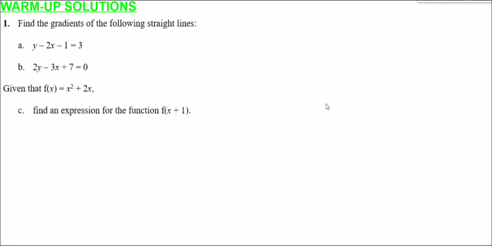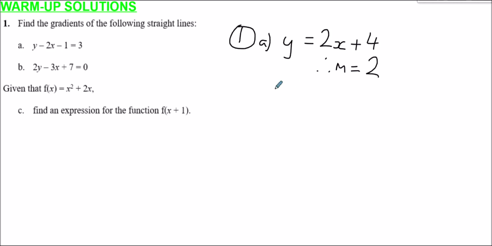So, question 1. Find the gradients of the following straight lines. For part A, we can just rearrange to y equals mx plus c. So this is y equals 2x plus 4. Therefore, obviously the gradient is going to be 2. For part B, we get that y is 3 over 2 x minus 7 over 2. Now the constant term doesn't really matter, as you should know. The gradient is just given by the coefficient of the x term. So for part B, the gradient would just be 3 over 2.